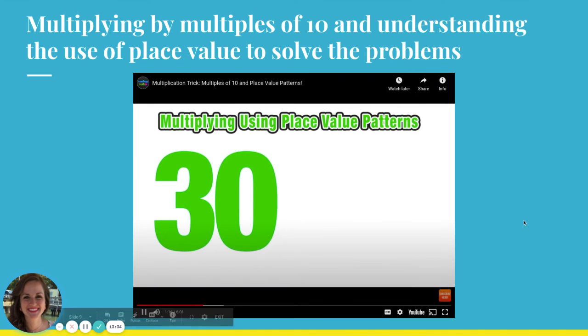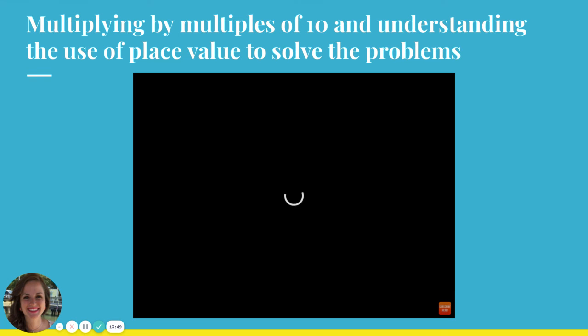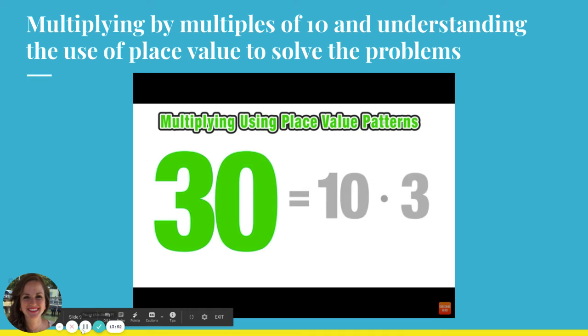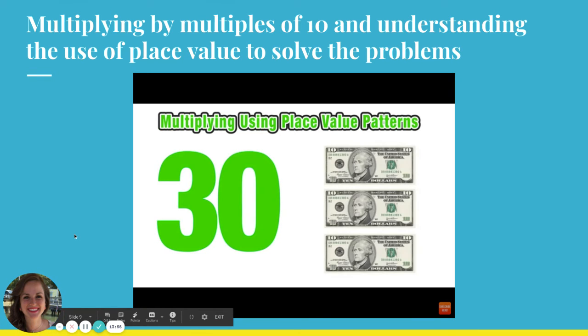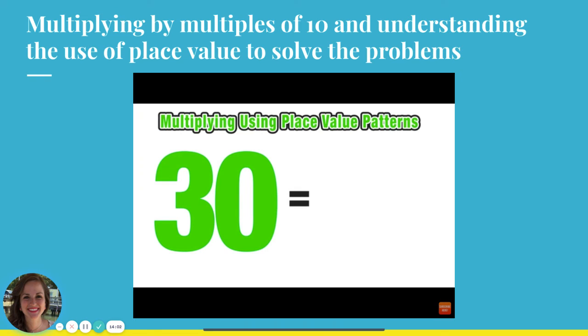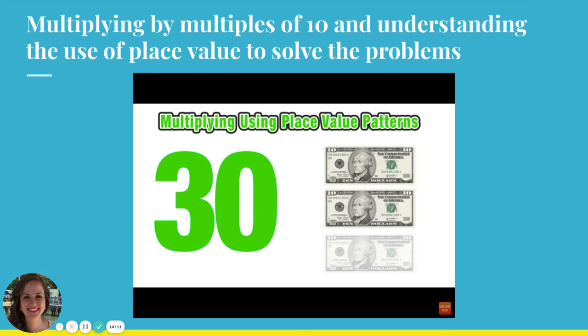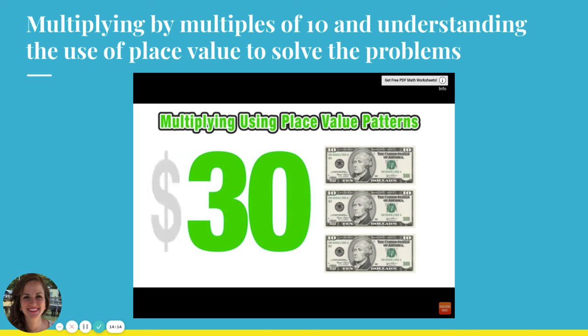And we are going to continue to look at the number 30 since it is a multiple of 10. We can say that 30 is equal to the number 10 times 3. Or in terms of money, we can think of $30 as 3 $10 bills. We're going to continue to look at the number 30 since it is a multiple of 10. We can say that 30 is equal to the number 10 times 3. Or in terms of money, we can think of $30 as 3 $10 bills.